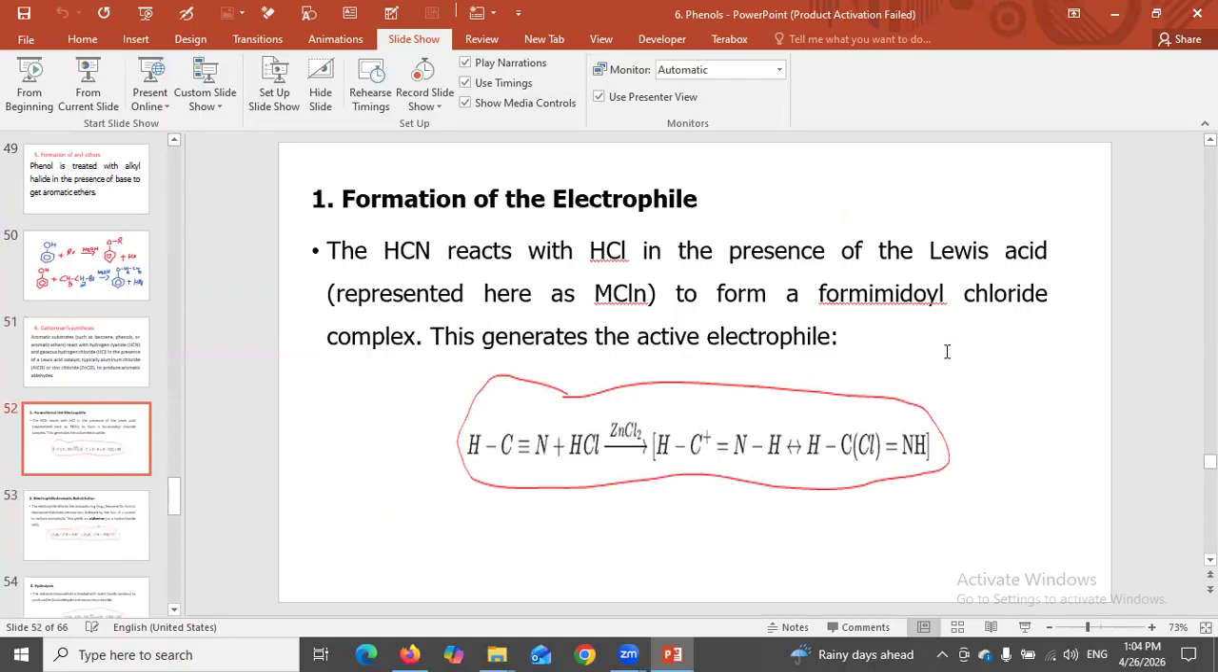Formation of electrophile: the hydrogen cyanide reacts with the hydrochloric acid in the presence of a Lewis acid, represented here as the metal chloride, to form the formimidoyl chloride complex. This generates the reactive electrophile.